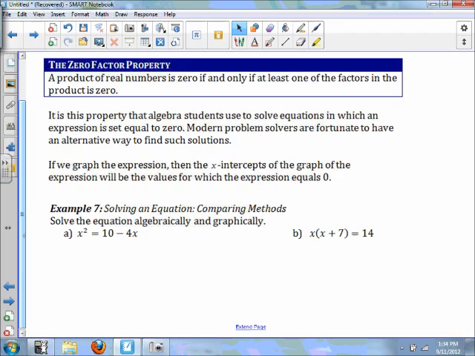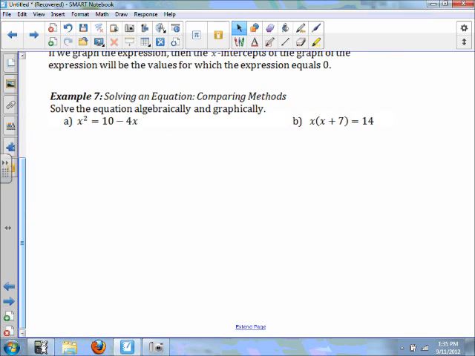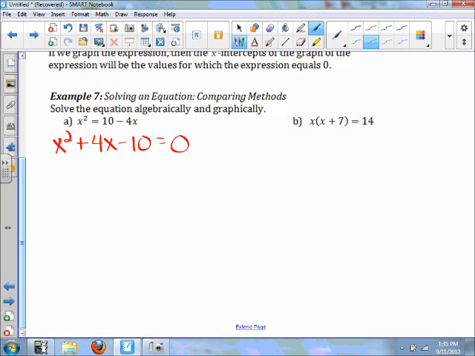Modern problem solvers are fortunate to have an alternative way to find such solutions. If we graph the expression, then the x-intercepts of the graph of the expression will be the values for which the expression equals 0. We'll be doing a lot of the same stuff here in example 7. Again, first, let's move everything to the left side. Now you should notice there are no 2 factors of 10 that give us 4. So I'm going to have to complete the square here.